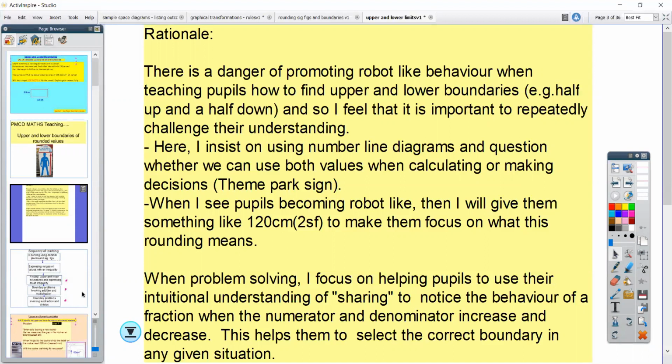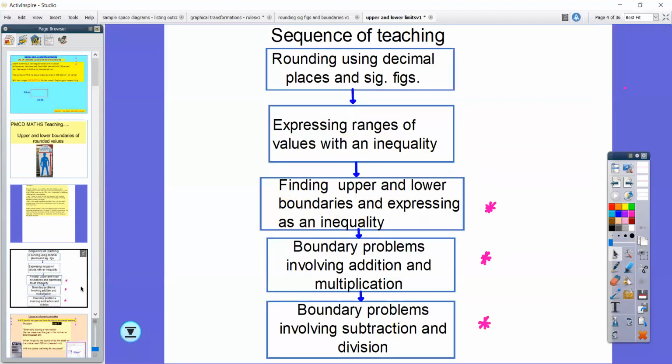Okay, so a sequence of teaching. You can see I've split it up: boundary problems involving addition and multiplication, boundary problems involving subtraction and division. You may end up doing that in the same lesson. You may not. It depends on the ability and how they're progressing in that class. You will get that from your regular assessment.